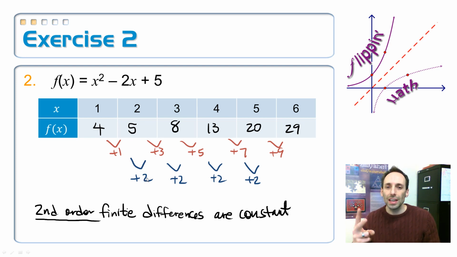So on the second order, differences were constant. And I'll call your attention again to the degree. My degree n is equal to 2.